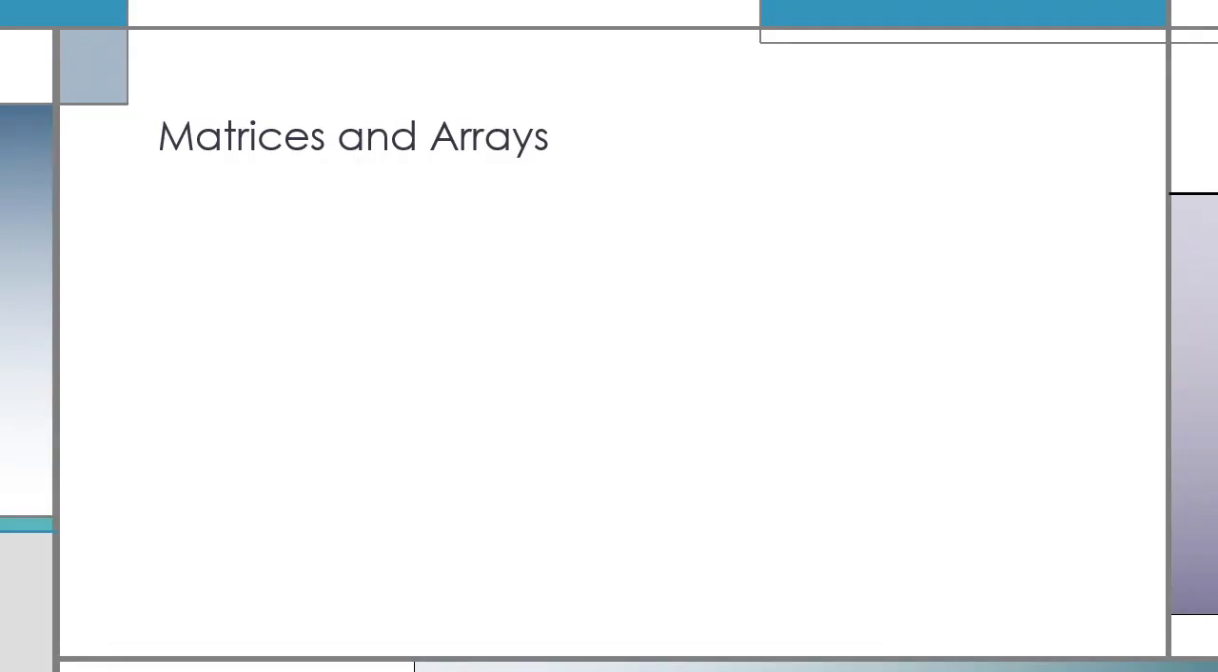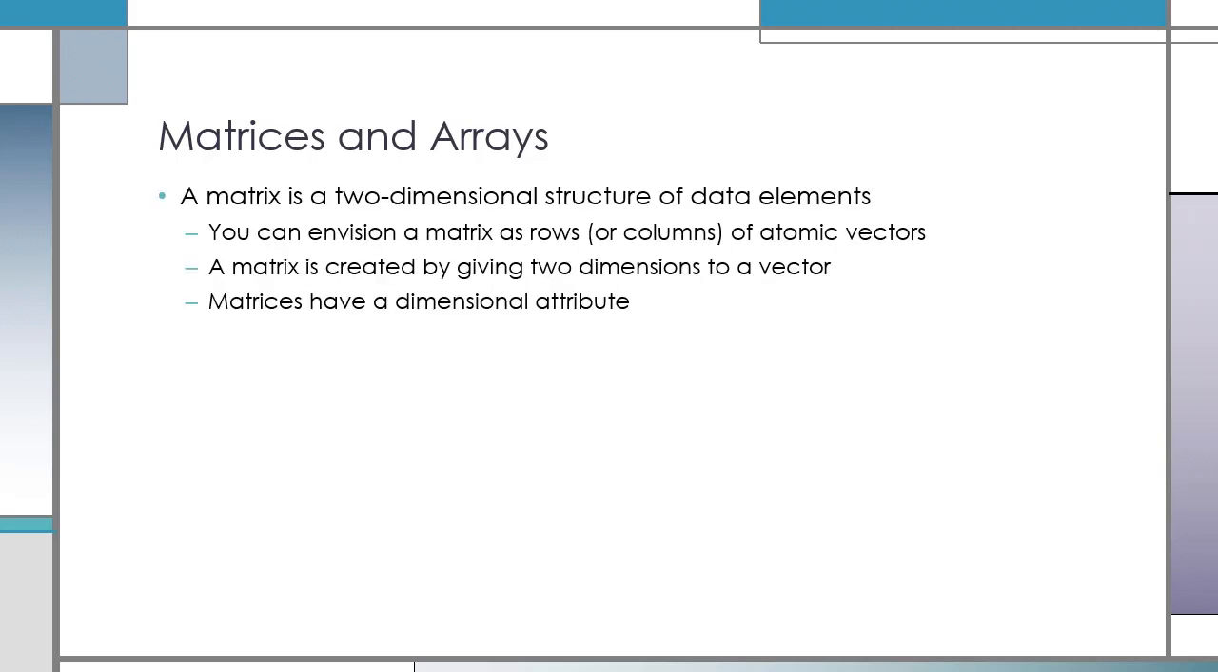The next two classes of objects that we're going to look at are matrices and arrays. A matrix is a two-dimensional structure of data elements. You can envision a matrix as rows or columns of atomic vectors. Furthermore, each of those atomic vectors needs to be of the same data type. That is, the matrix itself is atomic as a whole.